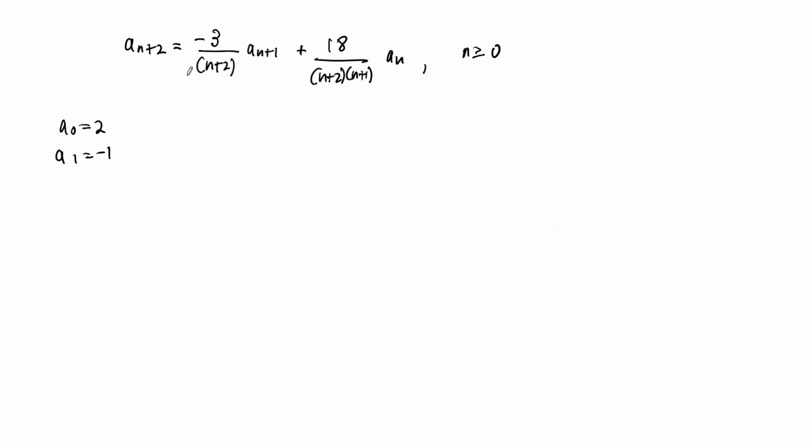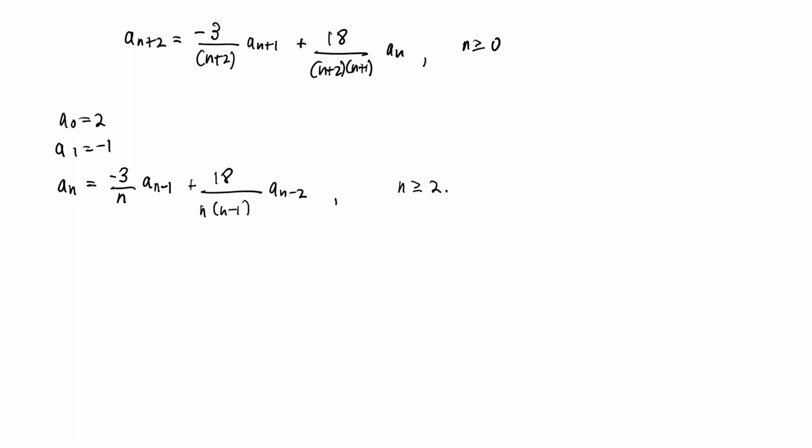And then what we can do is we can shift the index here. This one can go down. All the n's can go down 2, and then this can go up 2 to start at 2. You don't have to do this. I like to do it so that the formula is a little bit more straightforward. So now you have a sub n equals negative 3 over n times a sub n minus 1, the previous one, plus 18 over n times n minus 1, a sub n minus 2. And this is now true for n greater than or equal to 2.